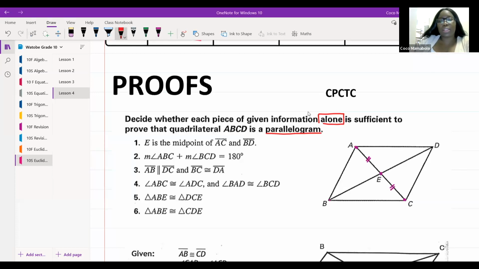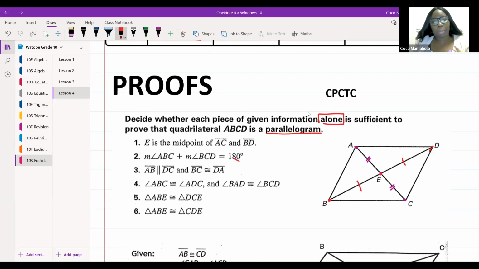Also, because this is the midpoint of BD, what does that tell me about BE and ED? That they are also equal. Good. BE and ED are also equal. Now, what this tells me is that somewhere in the middle, because this is the midpoint of both of them, the diagonals need to bisect. They need to cut through each other.